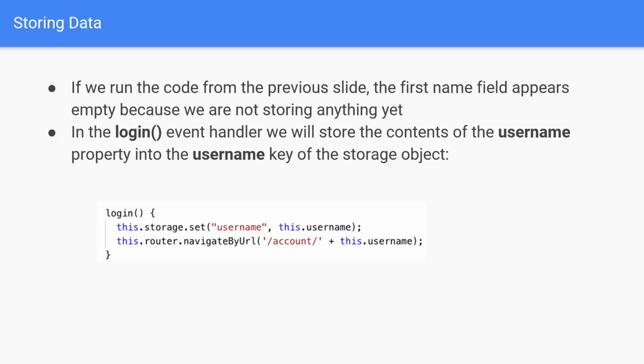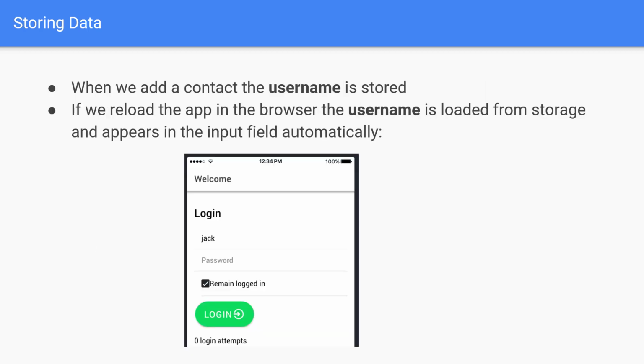anything yet. In the login function event handler, we will store the contents of the username property into the username key of the storage object before navigating to the account page. Here we are associating the key value pair with username being the key, and this.username is the value. When we log in, the username is stored. If we reload the app in the browser, the username is loaded from storage and appears in the input field automatically.